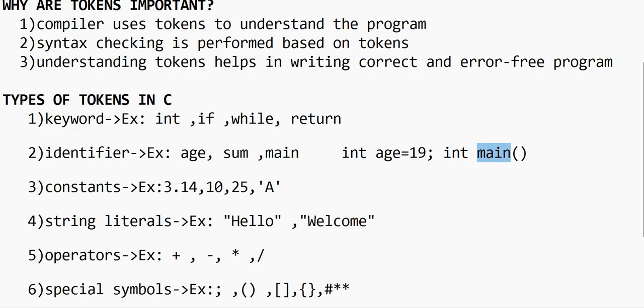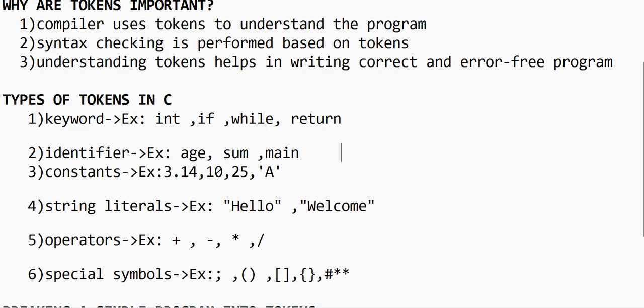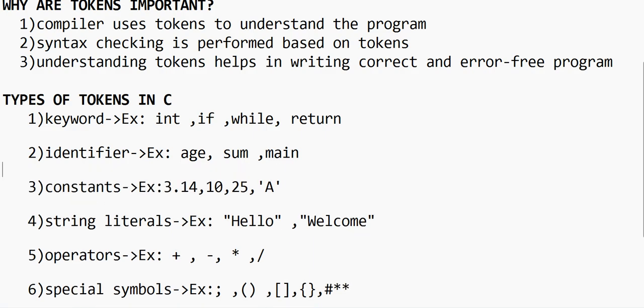So here main is also considered as something set by the programmers. It is also considered an identifier. So simply you can remember that it is a sort of name that is assigned by the programmers. Next, coming to the constants.